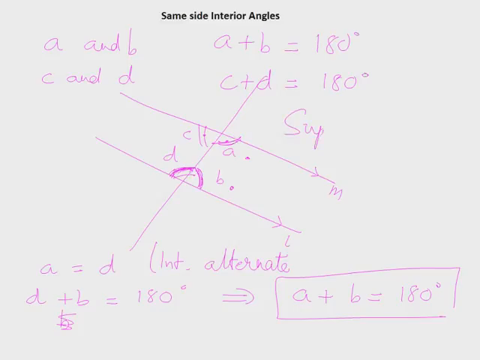They are supplementary. A neat way of saying it is, same side interior angles are supplementary. Of course, all this only holds if L and M are parallel. And conversely, if same side interior angles are supplementary, then L and M must be parallel.